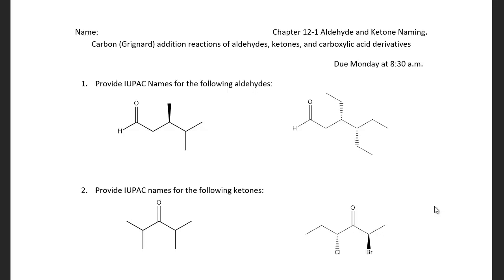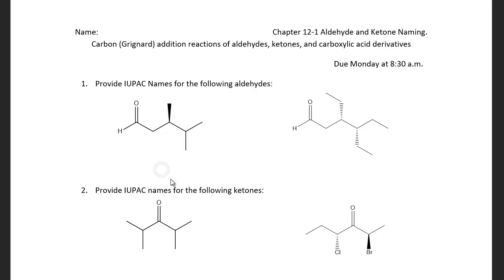This homework assignment is focused on aldehyde and ketone naming as well as Grignard reactions. So for the first question, we're asked to give the IUPAC name for the following aldehydes, looking at the length of the carbon chain, incorporating the aldehyde functional group. We have carbon number 1, 2, 3, 4, 5, so 5 carbons.